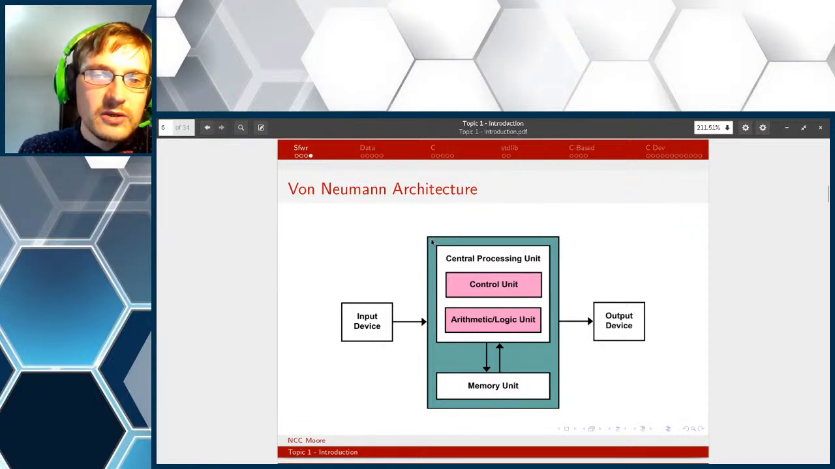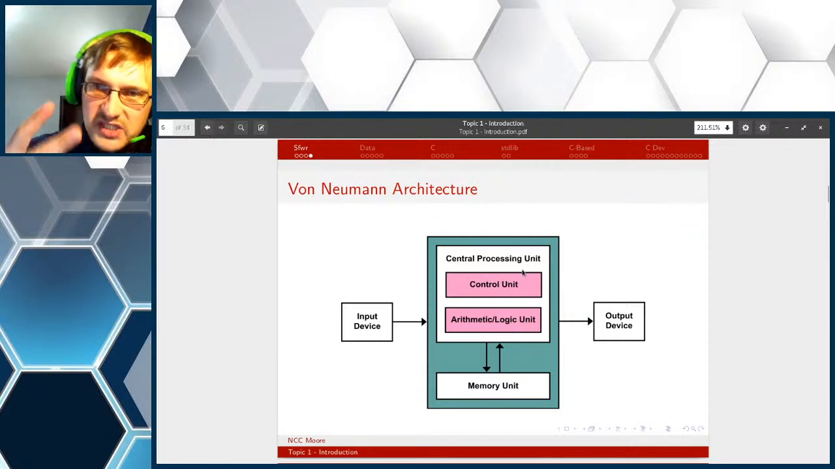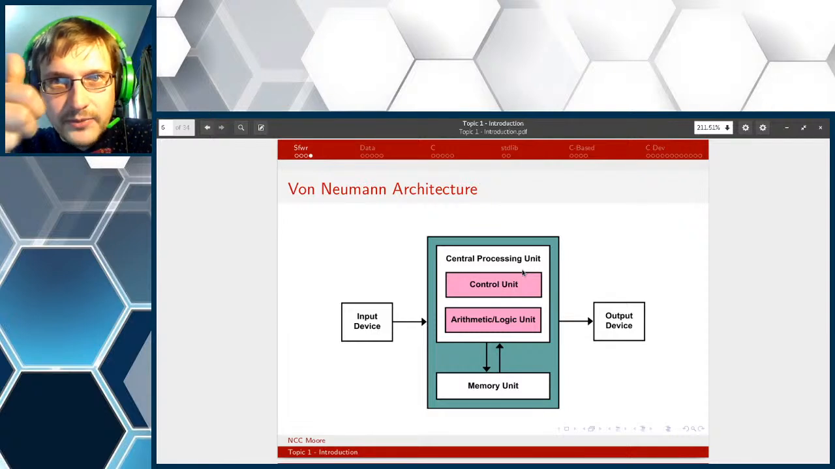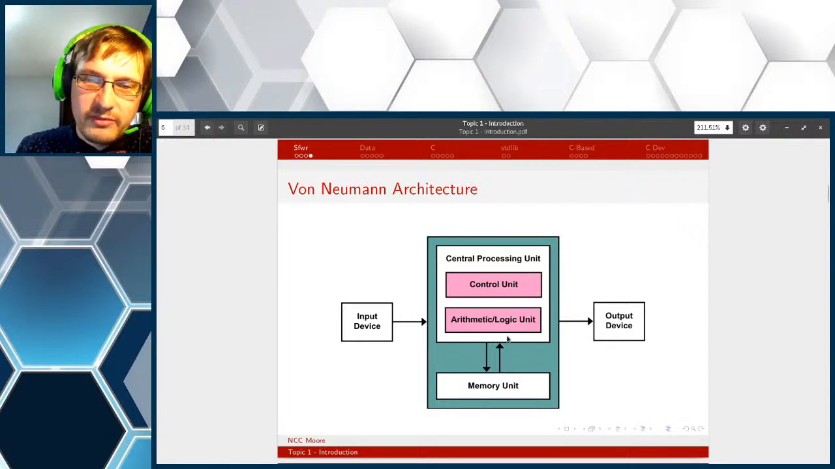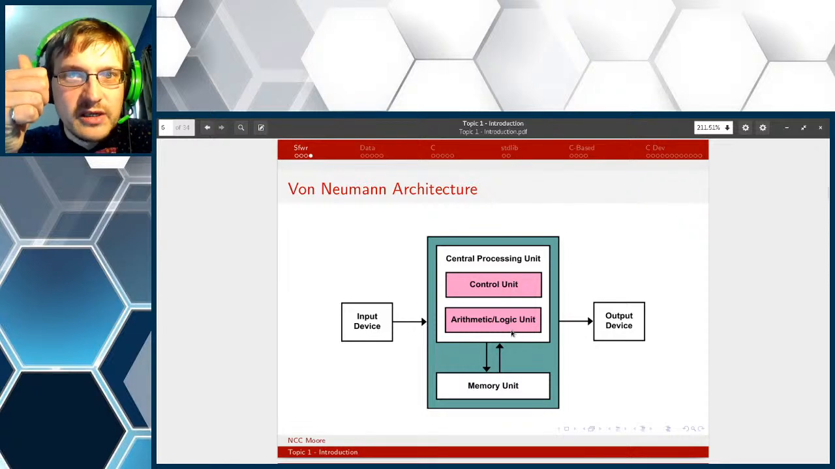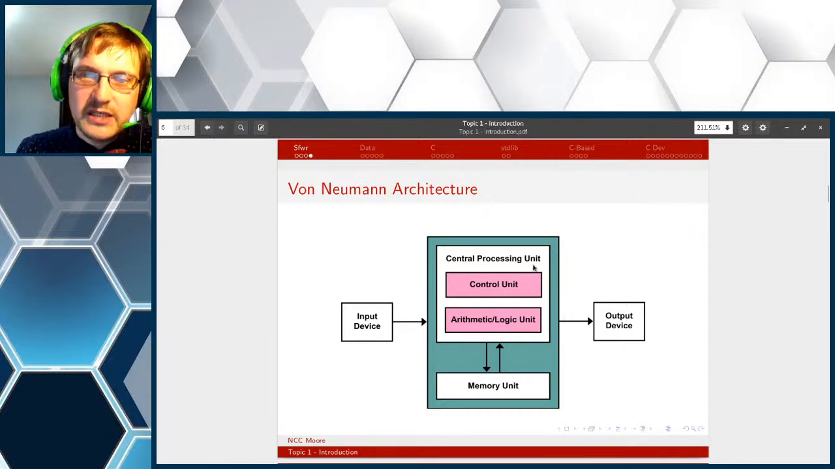The CPU, or central processing unit, has 2 subunits inside of it. You've got the control unit, that makes sure that the data is in the right place to be operated on. And you've got the arithmetic logic unit. This is the bit that actually performs the calculative operations on memory. The central processing unit interacts in various ways with the memory unit.